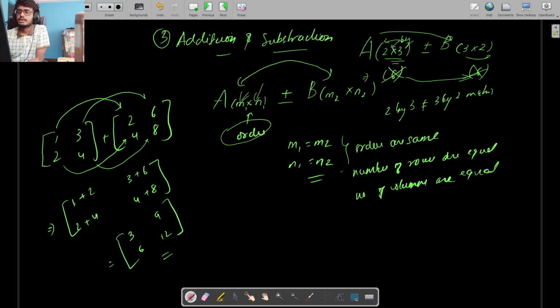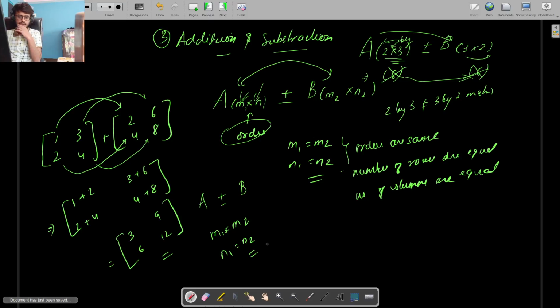Don't repeat it. So the two matrices A and B can only be added or subtracted if the number of rows of the first matrix is equal to the number of rows of the second matrix, and number of columns of first matrix is equal to number of columns of the second matrix. So is this clear? Yeah. If you have any question till now, just let me know. Any question regarding any topic.